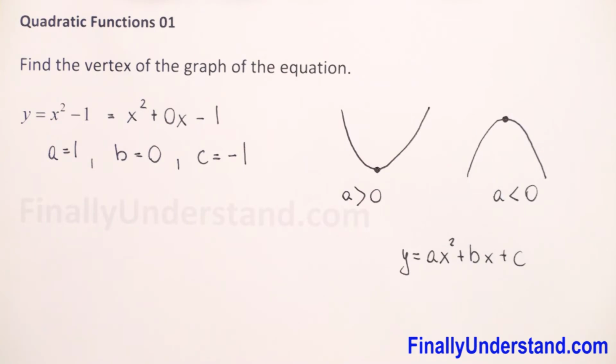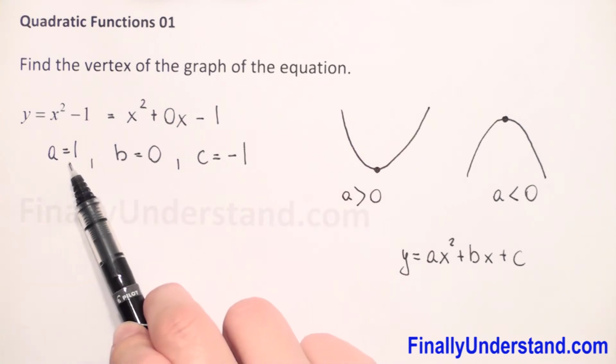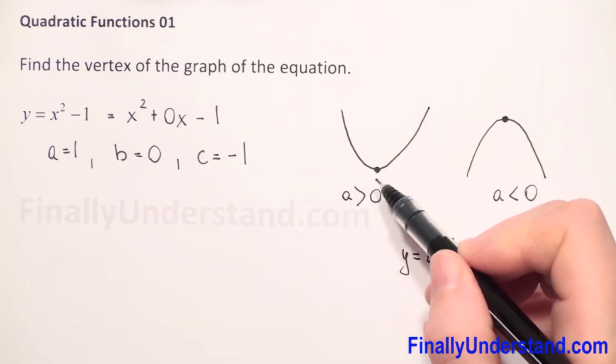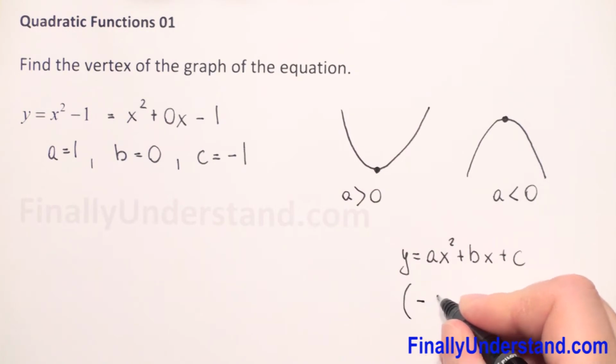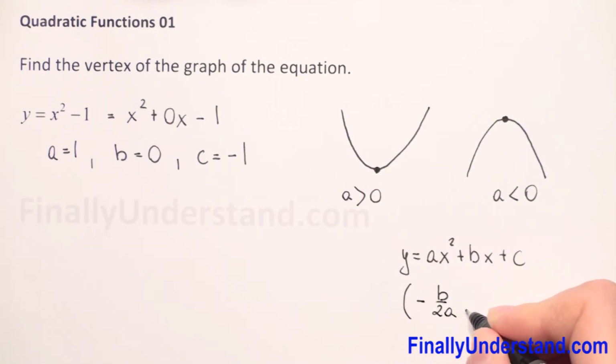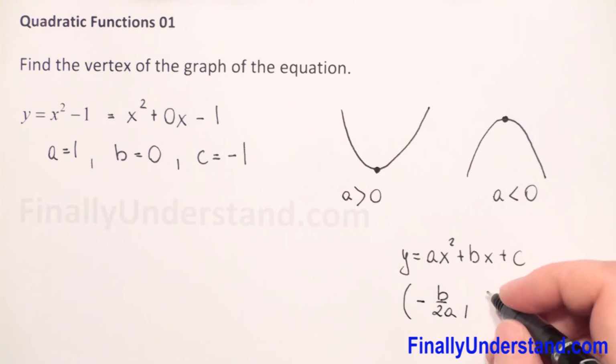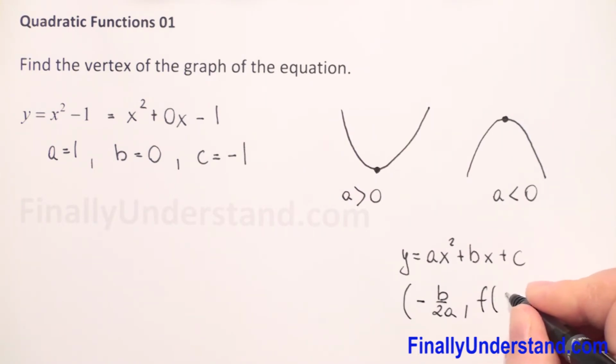We have to find the vertex. So we need to find the x-coordinate and the y-coordinate of our vertex. In our example, a is positive, so this is our parabola. We need to find this point. When we have the general form of a quadratic equation, the coordinates of the vertex are: the first coordinate is negative b over 2a, and the second coordinate is f of negative b over 2a.